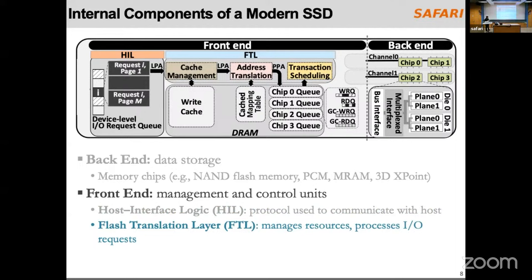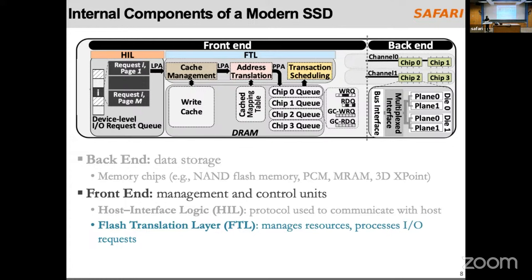Here we can see that there is a cache management part which manages the write cache. There is also the address translation, which translates the logical address to the physical address inside the flash chip, inside the flash backend. And there is also transaction scheduling, which looks at sending the commands to the flash chip and also looks at the interference that is happening in the backend.